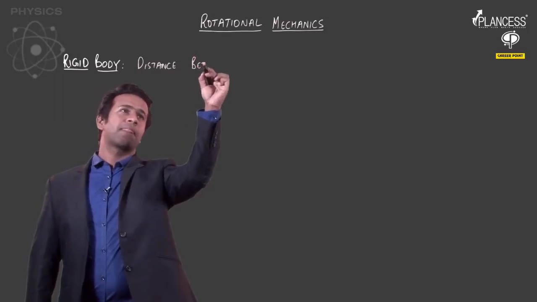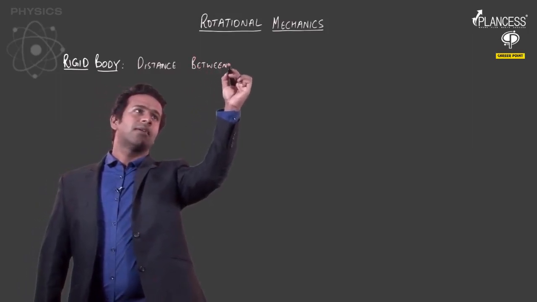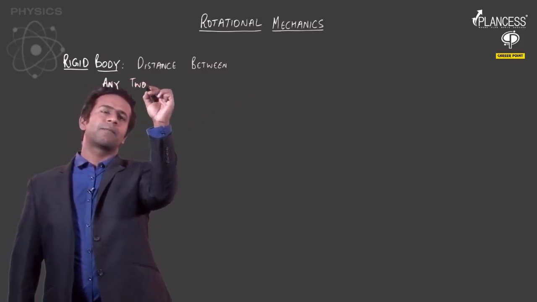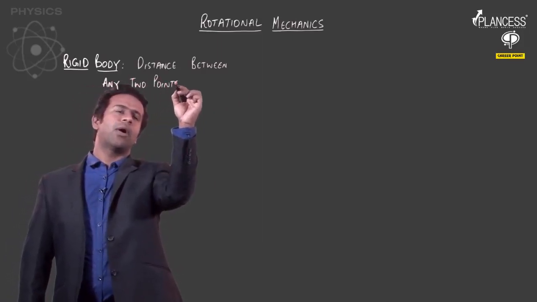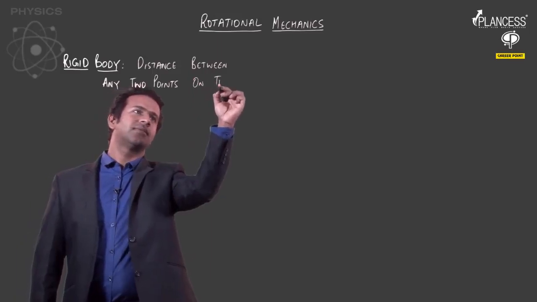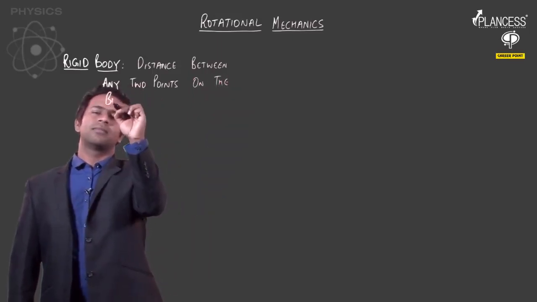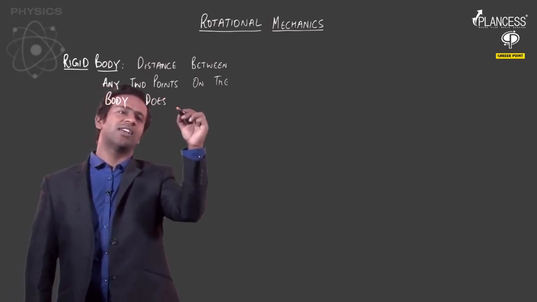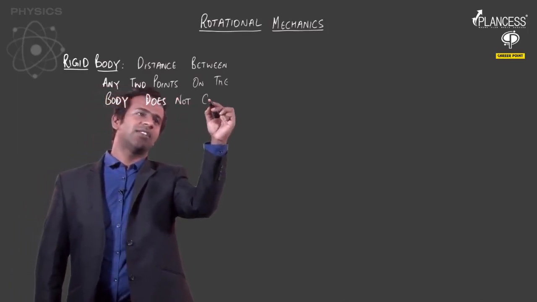So a rigid body is such that the distance between any 2 points on the body does not change. The distance does not change.